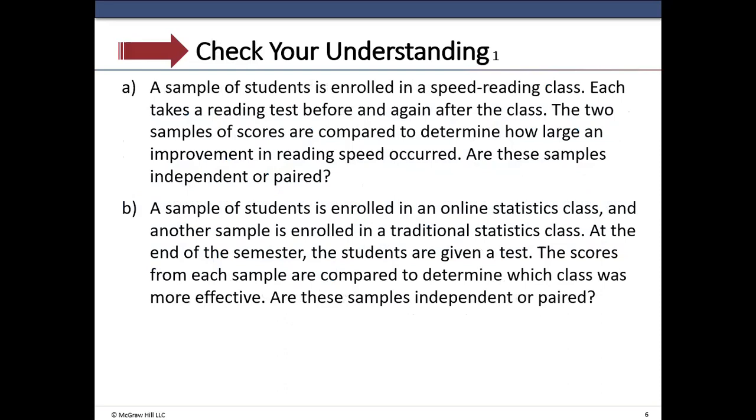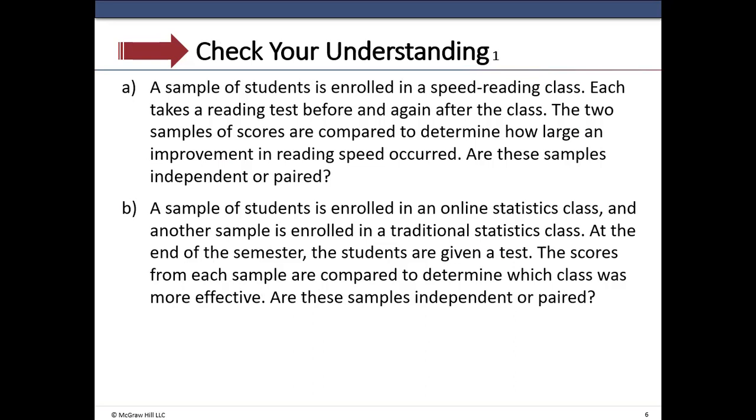Check your understanding. A sample of students is enrolled in a speed reading class. Each takes a reading test before and after. After the class, the two samples of scores are compared to determine how large an improvement in the reading speed occurred. Are these samples independent or paired? So this is paired, because the same group of students have their proficiency measured at the beginning of the speed reading class and then at the end of the speed reading class.